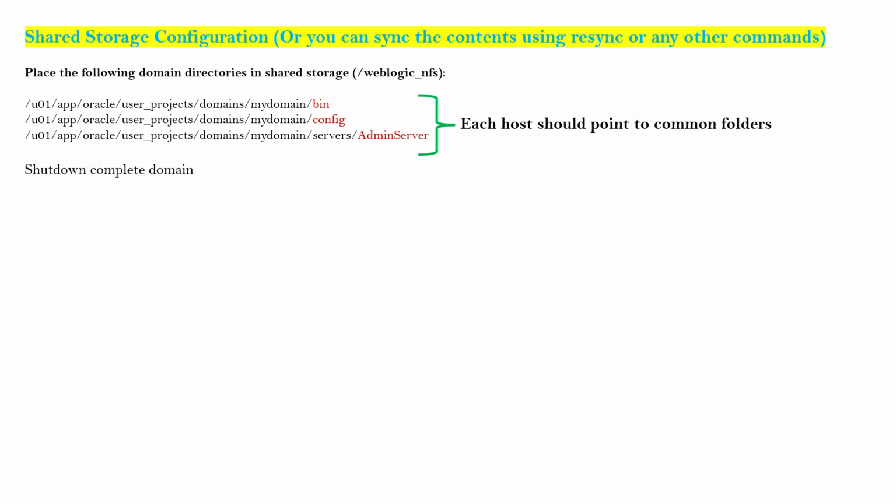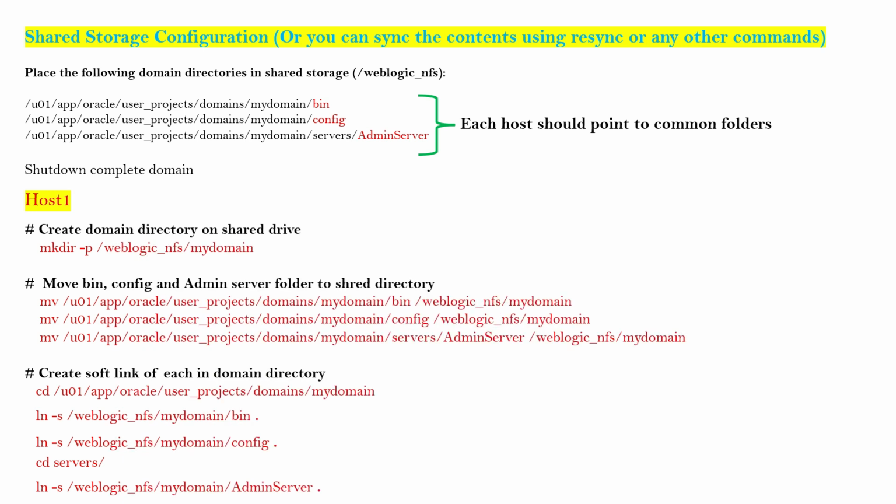So what we are going to do, we are going to take all these three directories and put them on the shared drive, so that they are accessible to host 1 and host 2. The steps are very simple. You can shut down your complete domain, go to your host 1, and then create a folder with the same name as your domain inside your shared location. In my case, the shared location is /weblogic_nfs. This is the mount point. Inside that, I have created a directory, mydomain, which is the same name as my domain, right?